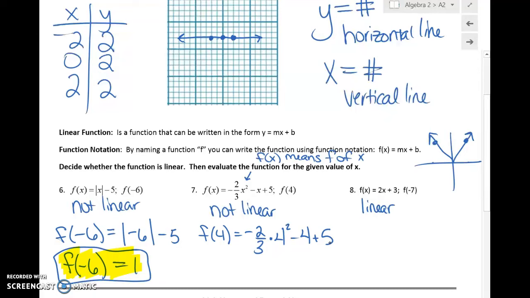If you have a graphing calculator, do parentheses, -2 divided by 3, close your parentheses, and then finish that out exactly as it's written. Once you get your answer, it's some crazy decimal, change it back into a fraction, and make sure it's an improper fraction, not a mixed number. What do you guys get? -29/3. The correct way to write this answer is f of 4 equals -29/3.